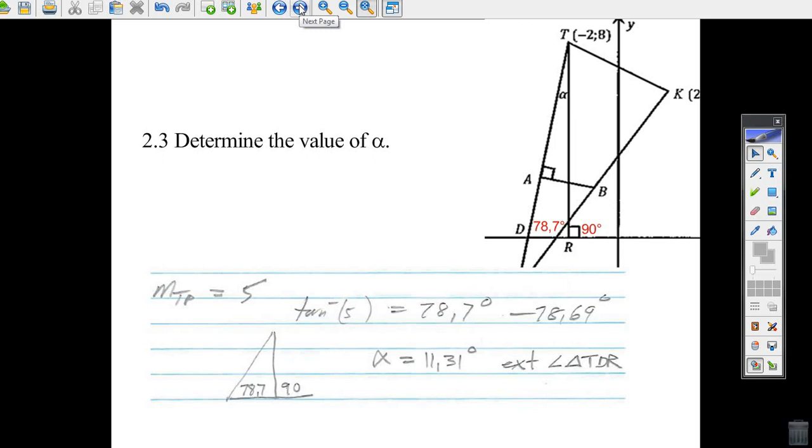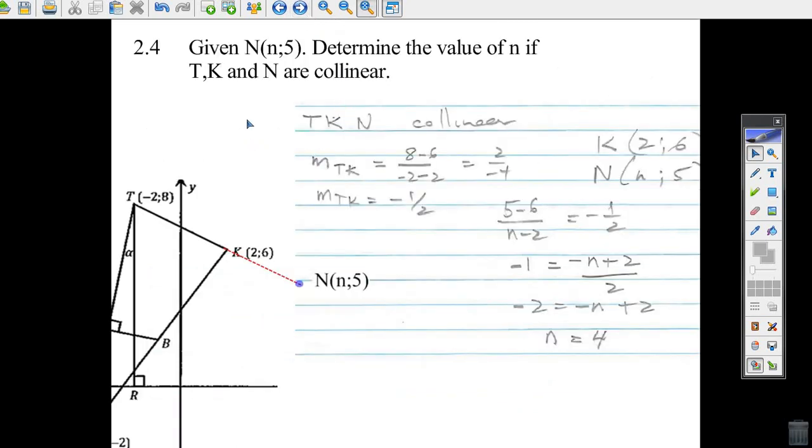And that's it. Let's try question 4. It says, given that N is some point out here, I don't know how far along it is, but it's up 5 and out 6, and given that T, K and N are collinear, in a straight line, try and find this little value n, the first coordinate.